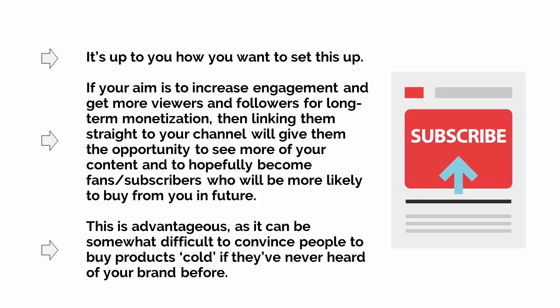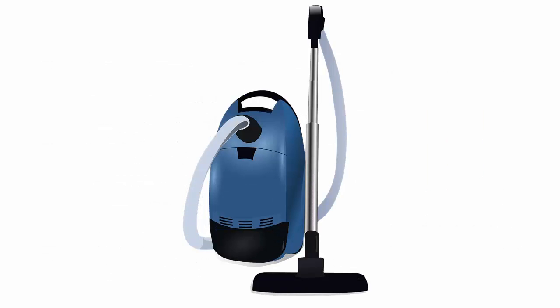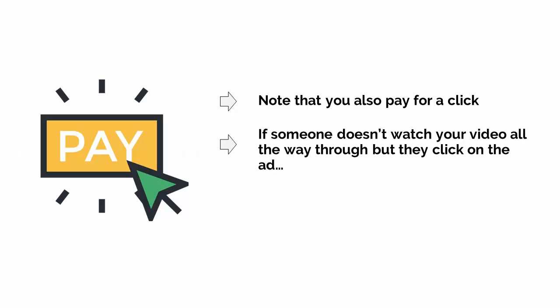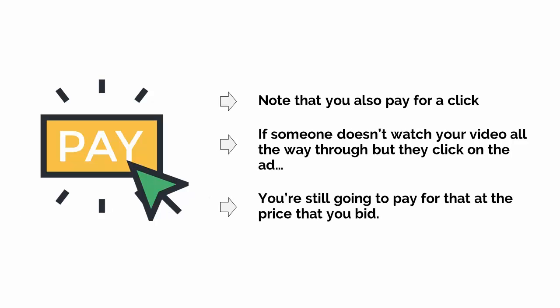This is advantageous as it can be somewhat difficult to convince people to buy products cold if they've never heard of your brand before. On the other hand, though, if you're advertising a vacuum cleaner, then you may be able to say everything you have to say in the video. In that case, sending someone straight to your online store where they can click buy might be the best strategy. Note that you can also pay for a click. If someone doesn't watch your video all the way through but they click on the ad, then you're still going to pay for that at the price that you bid.